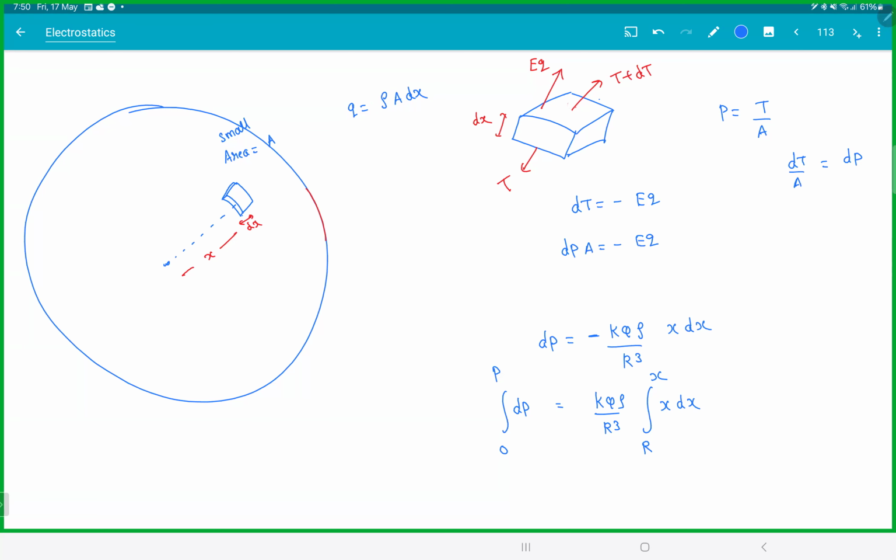Nothing, I just wanted that minus sign actually. So we get pressure is equal to kq rho by r cube, and that minus will go, r square minus x square. That's your pressure. And what is q? Q is nothing but rho into 4 by 3 pi r cube. So substitute the values here, you'll get the answer.